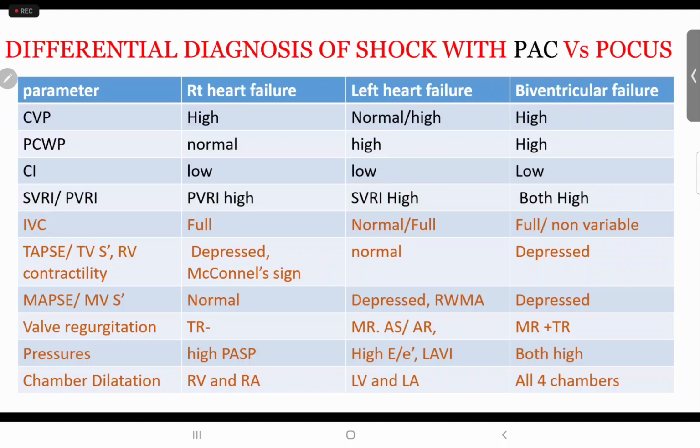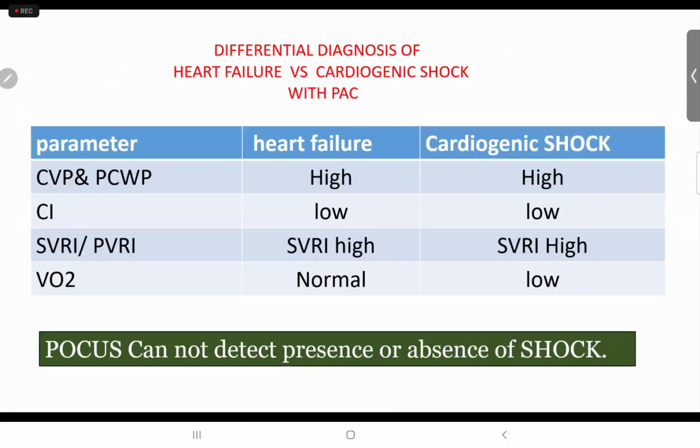And when we try to differentiate the type of shock, we need to have a methodological view, whereas most people jump to a conclusion by just doing an echo and then not completing the whole. That's why a complete protocol needs to be learned. Again, I'm going back to the same topic: heart failure can be diagnosed, but cardiogenic shock cannot. And that's why we have to keep this limitation of point of care ultrasound in mind.